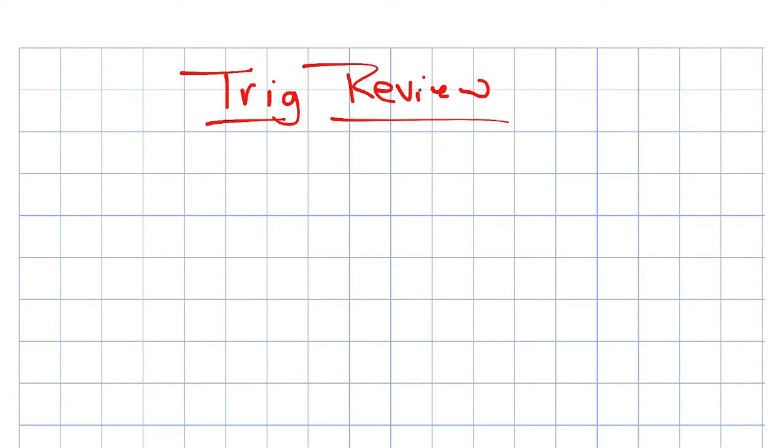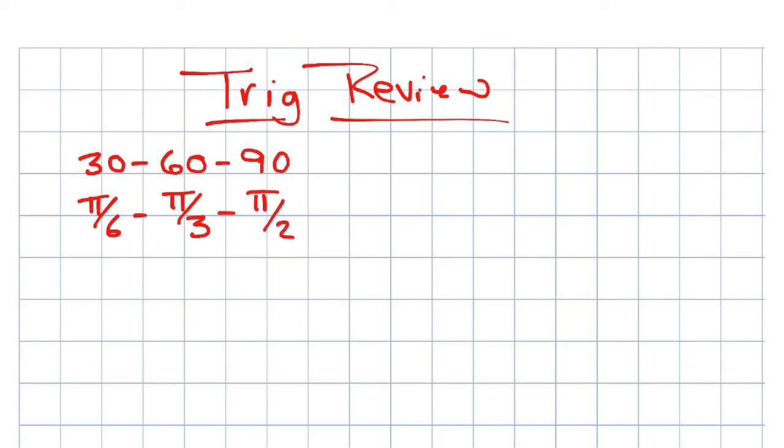Let me just first start out with some 30, 60, 90 triangles. Remembering that 30 is pi over 6, 60 is pi over 3, and 90 is pi over 2. And we're going to be working with radians all the time this year. So just know that that's the way we're always going to work.